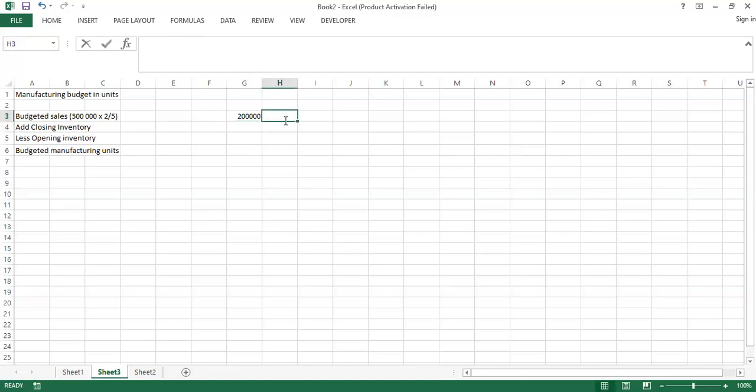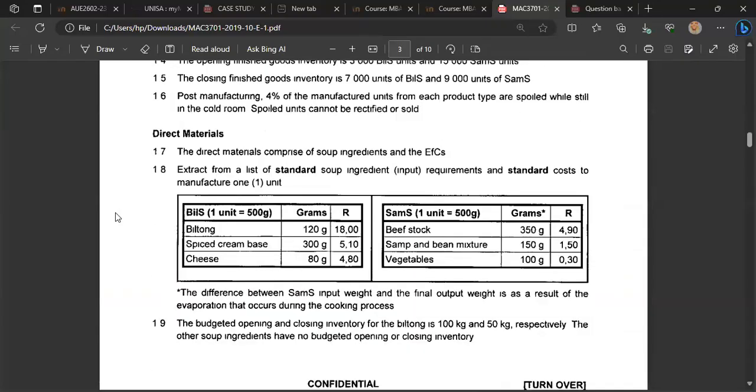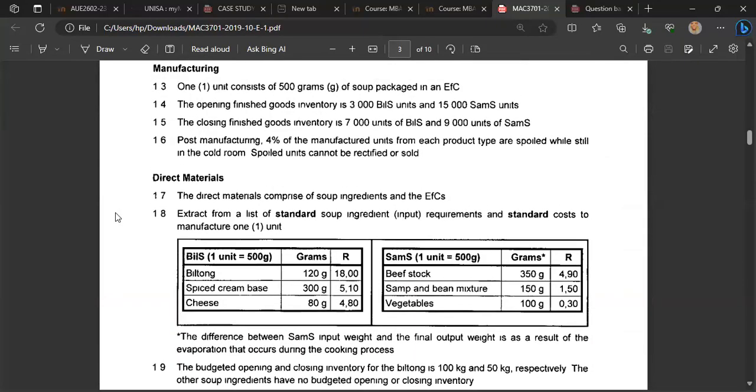Okay, so it's not here. I hope it's here. 200. Right, this is where it is. So this is in units. And then closing inventory. What was our closing inventory? Our closing inventory was 7,000 units and the opening is 3,000.